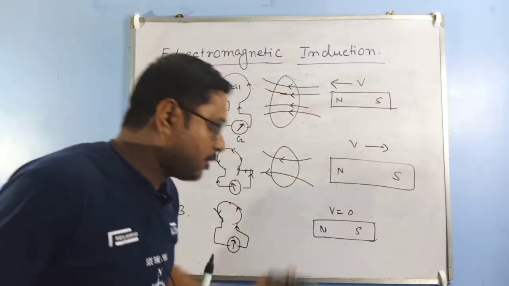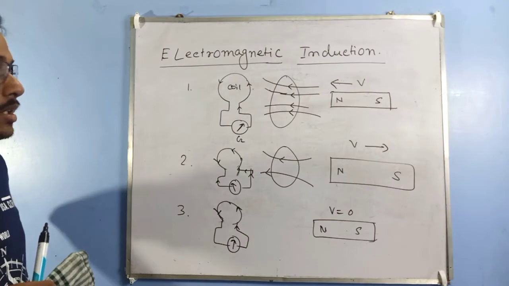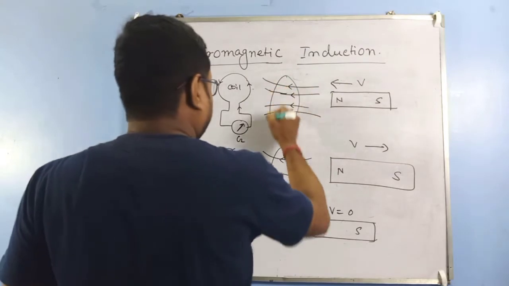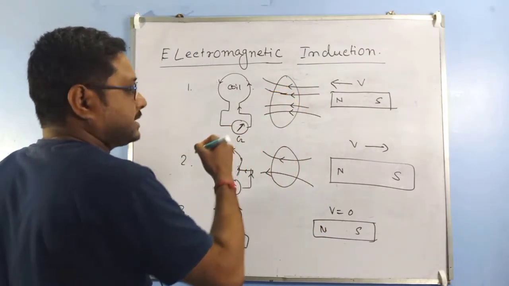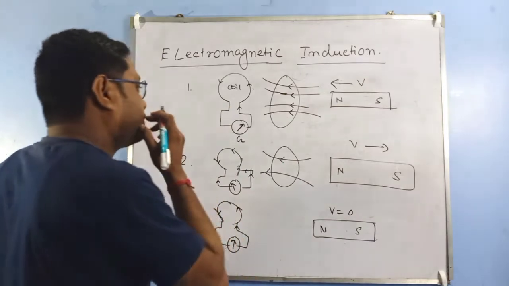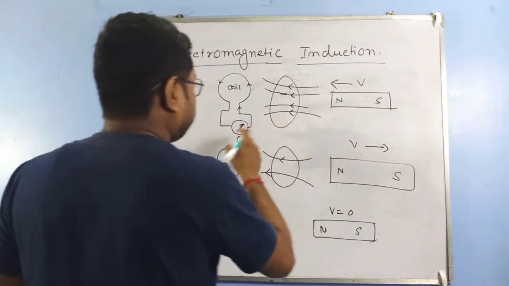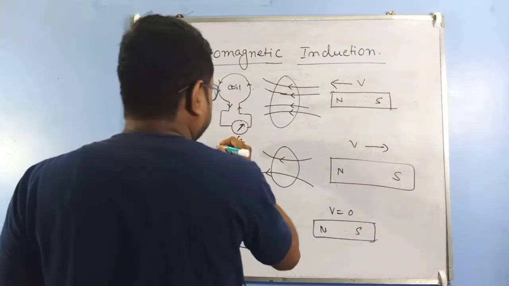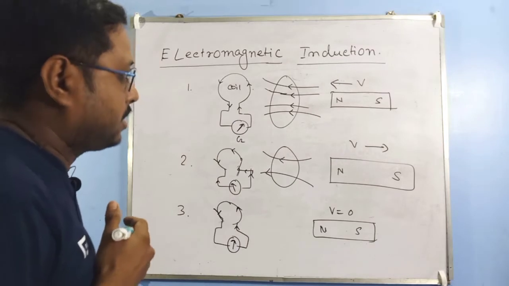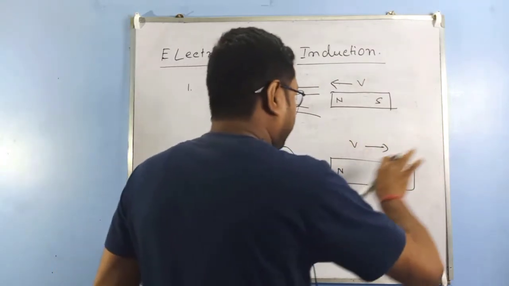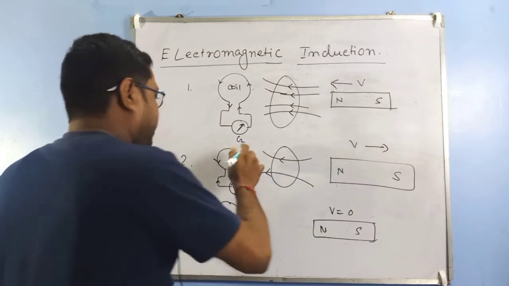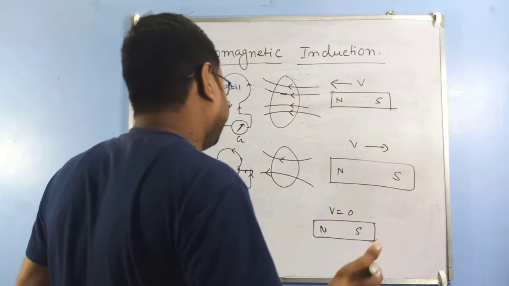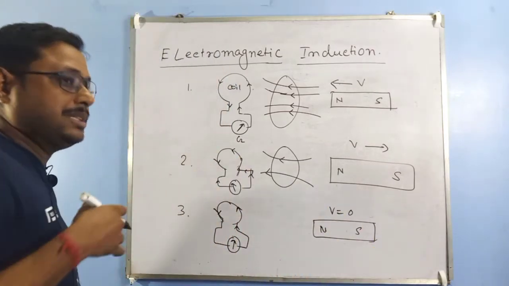Now, what do we conclude from this experiment? Whenever the bar magnet comes close to the coil, the number of magnetic field lines increases, so the rate of change of flux increases. As a result, a current is induced in this coil, which flows through the galvanometer and it shows deflection. But when it is moved away from the coil, the number of magnetic field lines decreases. As a result, the current decreases and it shows the reverse deflection.